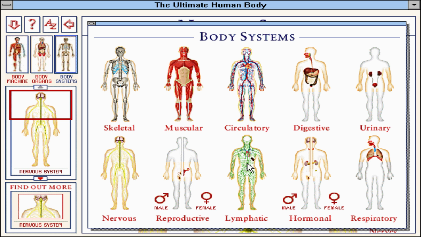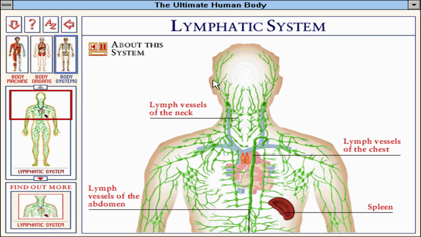Body systems. The lymphatic system is a collection of ducts, organs, and tissues which collect excess fluid, or lymph, from your body and transport it back to the heart. The lymphatic system also helps to defend the body against infection.